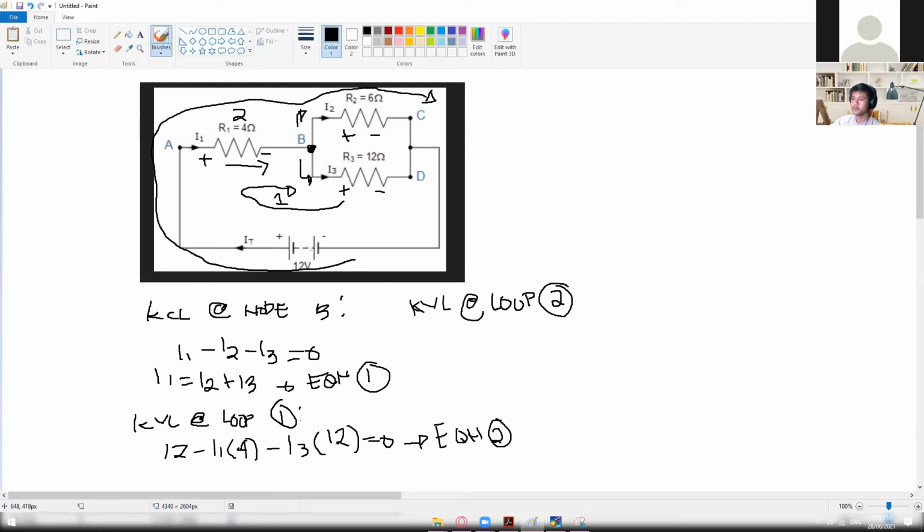In here, we're still going to use this one, and we're still going to pass through this R1, but we are now going to pass through the R2 and then going back right here. That's what will happen for loop number 2. So we still have positive 12 volts minus I1 right here times R1, which is 4. And then going right here, we now have minus I2 times 6 ohms. And then going back to our original voltage source, it is now equal to 0. Okay, so we now have equation number 1, equation number 2, and equation number 3.